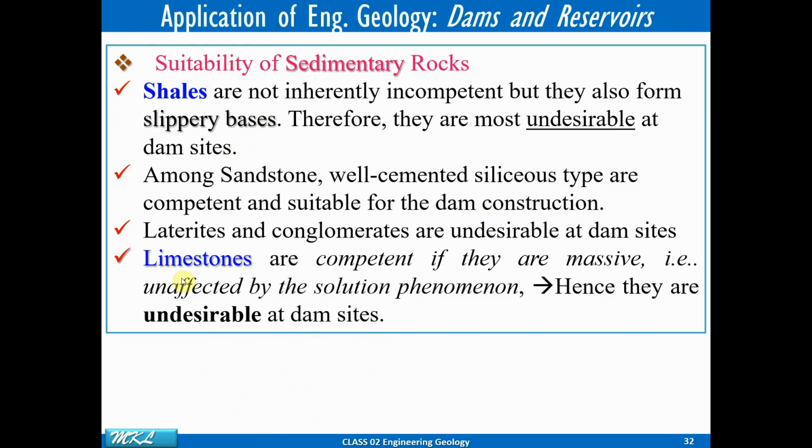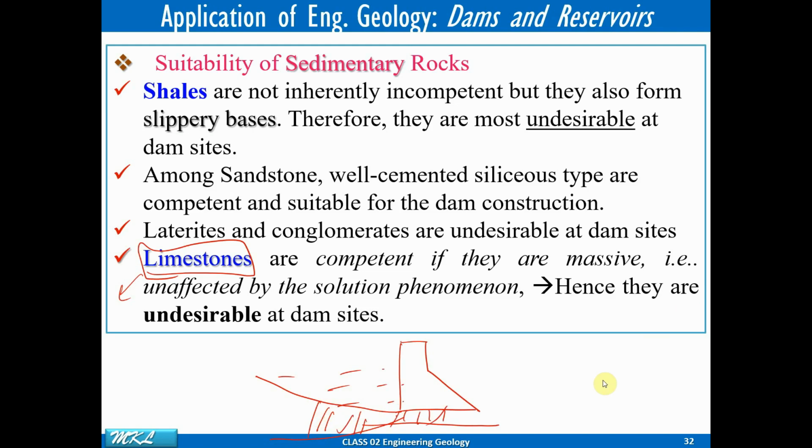Limestones are very much competent because we make several structures using limestones, and they are competent if they are massive in structure. But one problem with limestone is that it doesn't work at the dam site. Why? When I'm talking about a dam, there should be a reservoir associated with it. If the underground bedrock is limestone, what will happen? Water will react with the limestone and make holes through it, and the leakage will be maximum. Eventually, a catastrophic failure will happen.